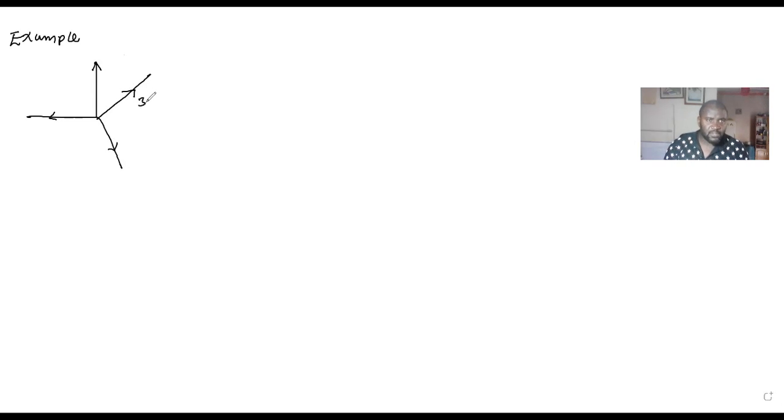If this is 3 newtons, 1 newton, 4 newtons, 8 newtons. This has 40. This one has 30. Where are the rest?